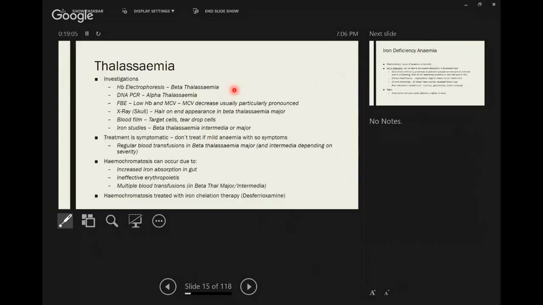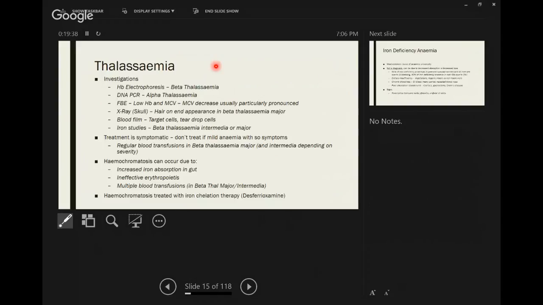It's a low hemoglobin and low MCV, but the MCV decrease is usually more than the hemoglobin decrease. And on an X-ray of the skull, it looks like there are hairs on end. That's kind of a pathognomonic finding, but no one does an X-ray of a skull because you'd just be using it to confirm a diagnosis of beta thalassaemia, which you do with HB electrophoresis. So it's just not done. On blood films, you can see target cells and teardrop cells.